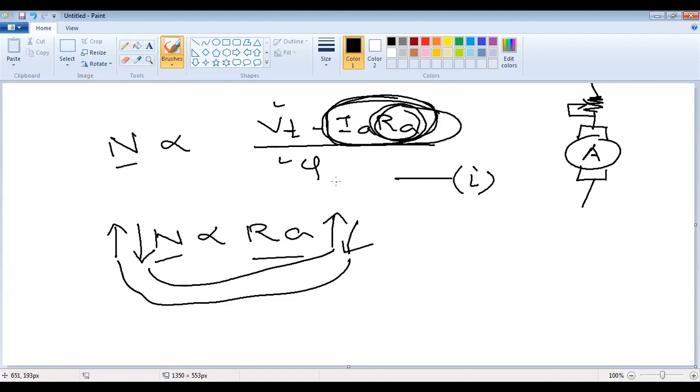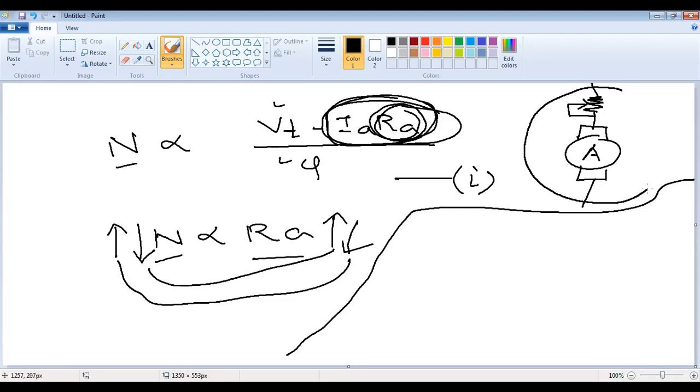And there is another reason here. Listen to me very carefully. Obviously we are connecting external resistance in series with the armature. In this side you can clearly see we are connecting external resistance in series with the armature, right? Yes or no?